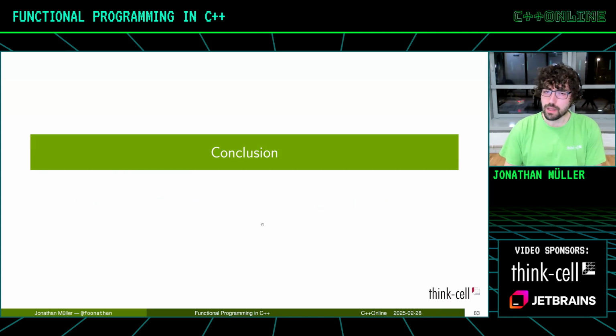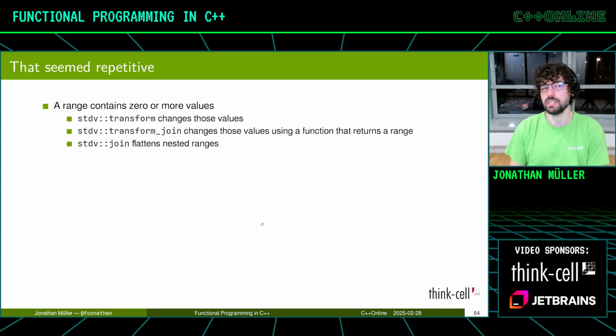Now to conclude, you might have noticed that my talk was a bit repetitive. Right? So we first looked at ranges. And a range is something that contains 0 or more values. And you've got views like transform, which changes those values. Or views like transform and join, which changes those values using a function that itself returns another range of values. And when you don't want to deal with nested ranges, you can use join.